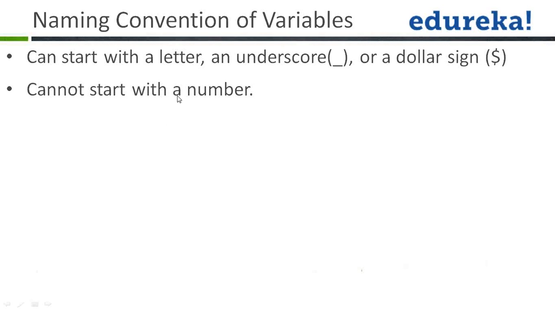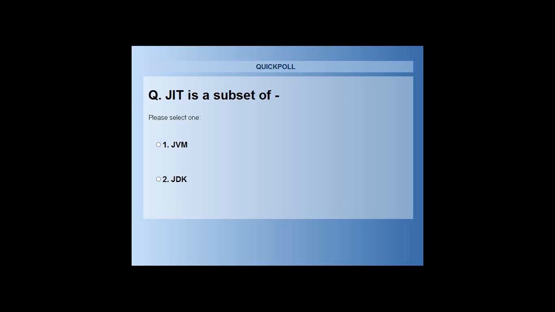Let's try to understand now how to name variables, the naming convention for a variable. But before that, I'd like to ask a simple question from all of you. Let's see how many of you can answer. JIT is a subset of, is it JVM or JDK? You just have to click on the polling screen and cast your answers.